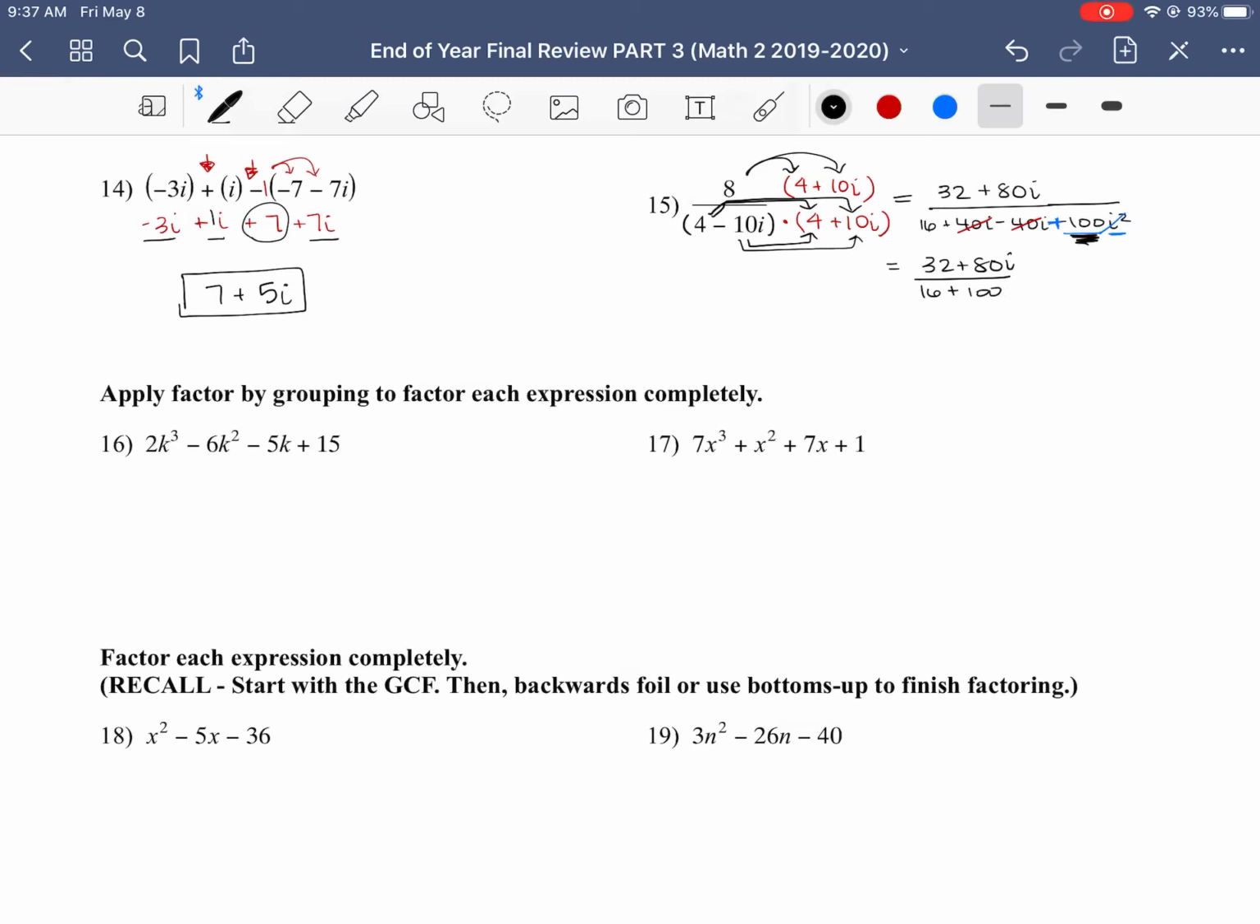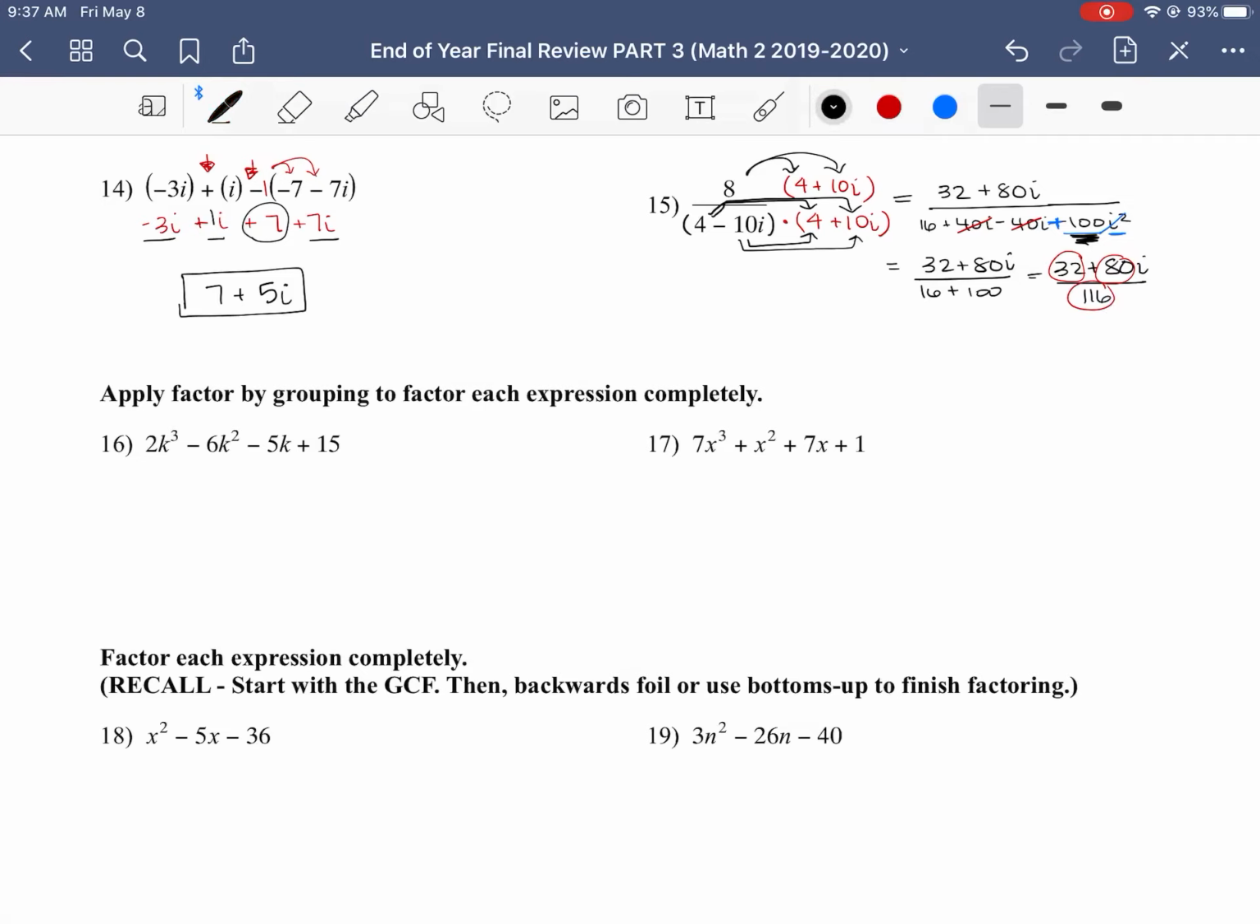I now have 16 plus this 100 right there. Right? So this is really like 32 plus 80i over 116. Now, you can leave it in that form. Generally, we would simplify it. So if you notice, all of those are divisible by 4. See if they're divisible by 4. Let me check, handy dandy.